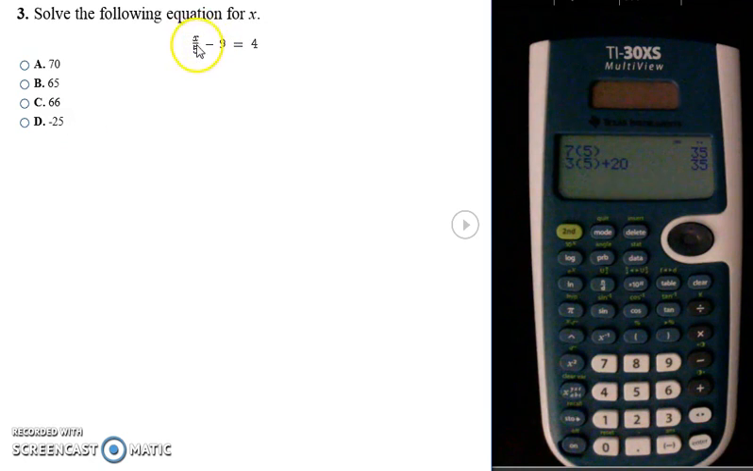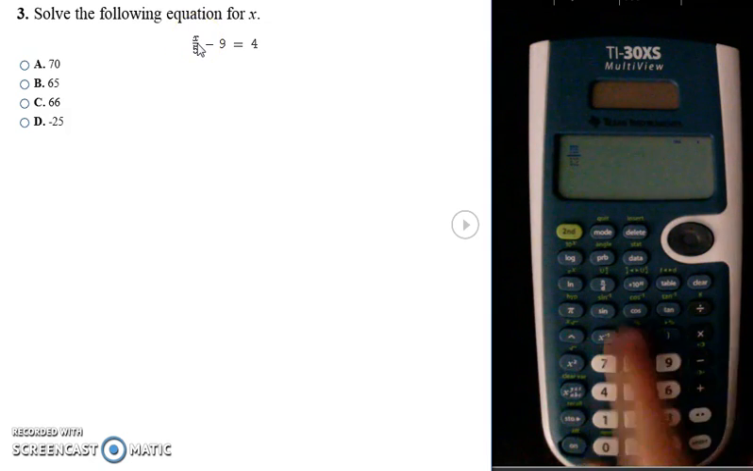Now this one, I only have the one x, but it's in a fraction, so I want to show you how to do that. So letter A here, it says the answer is 70, so I'm going to try to substitute in 70 for x and see if that will equal 4. So first I'm going to press my fraction button, and the x is in the top, so that's where I'm going to put the 70.